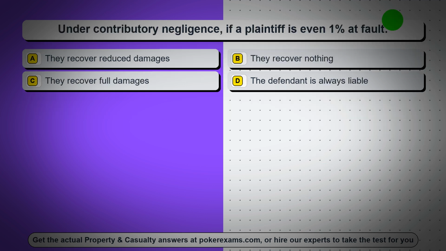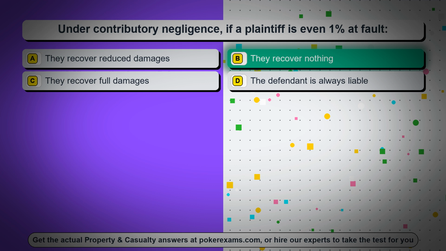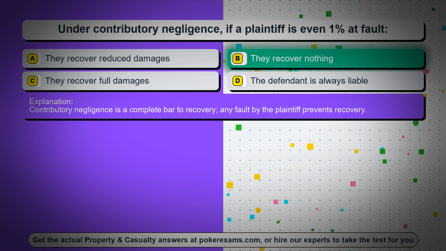Question 75. Under contributory negligence, if a plaintiff is even 1% at fault: Option A, they recover reduced damages. Option B, they recover nothing. Option C, they recover full damages. Option D, the defendant is always liable. The correct answer is option B, they recover nothing. Contributory negligence is a complete bar to recovery; any fault by the plaintiff prevents recovery.